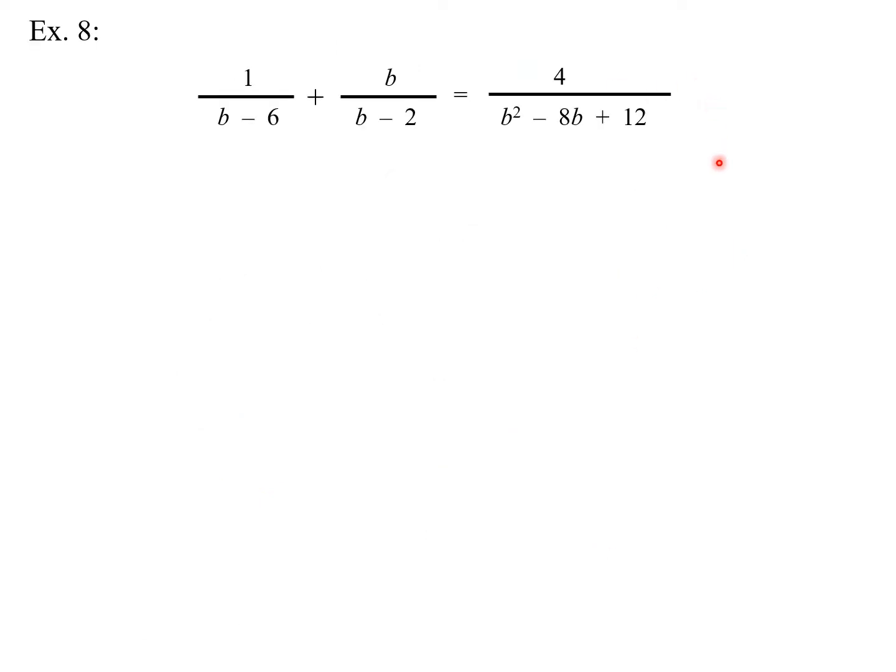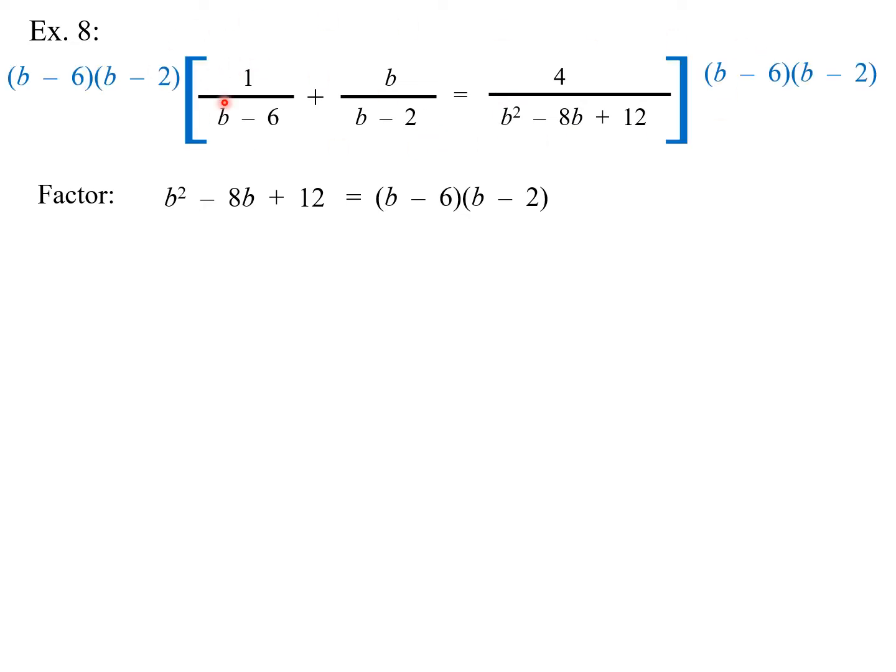Okay, one more example to do. This one right here. Now I need to factor this denominator. When I do that, I get the quantity b minus 6 times the quantity b minus 2. And that's what I'm going to multiply both sides of this expression by.